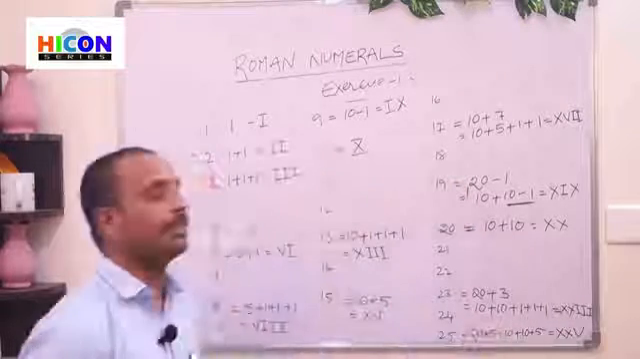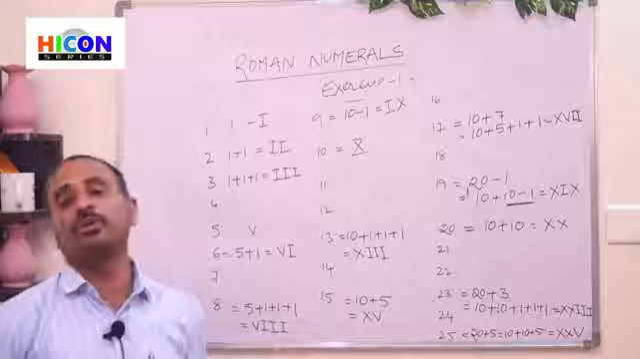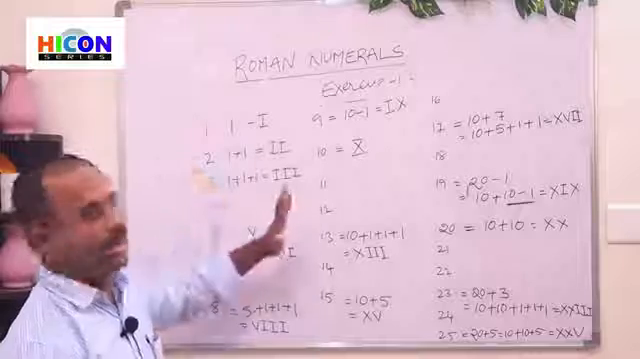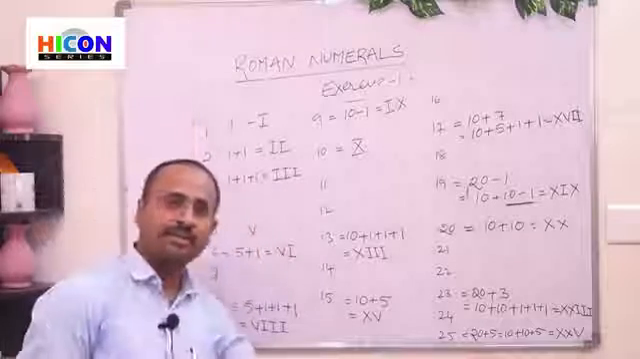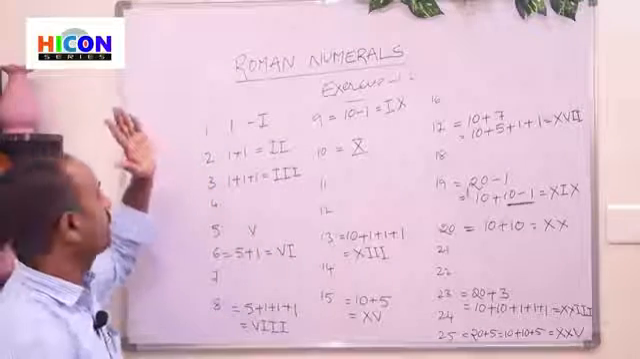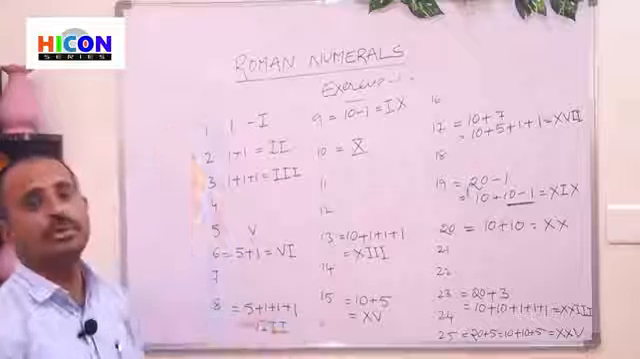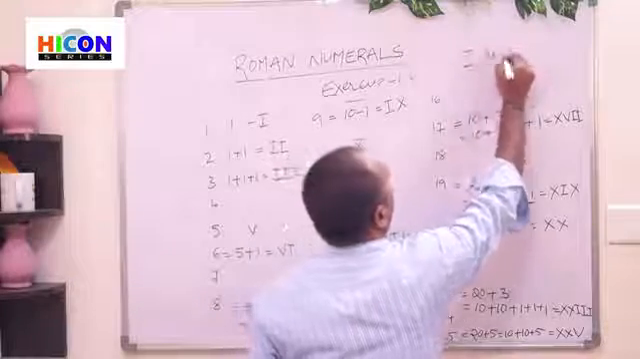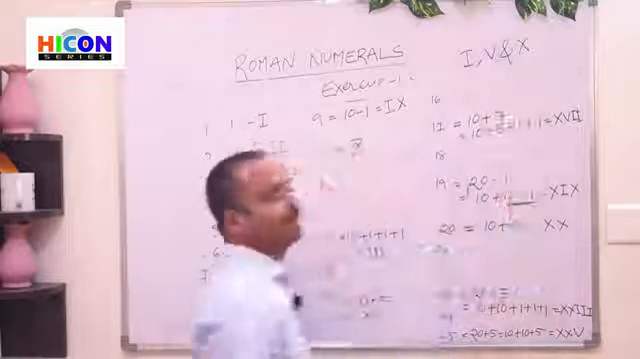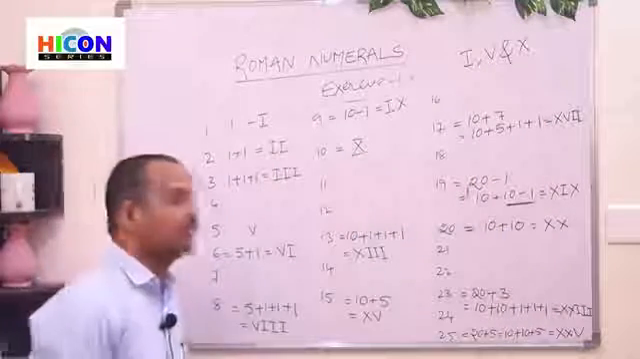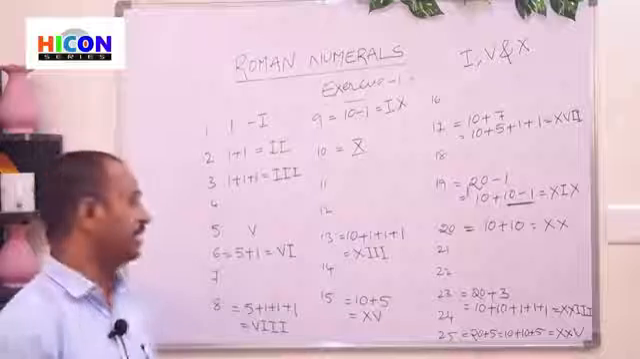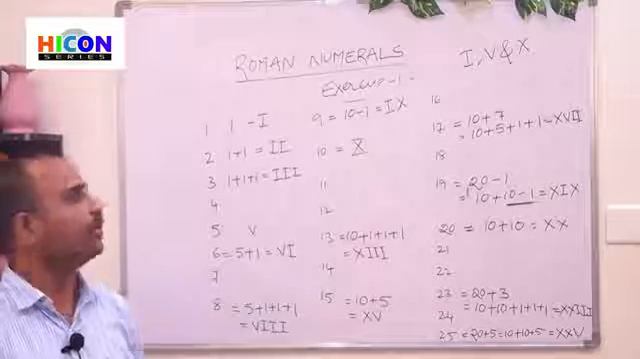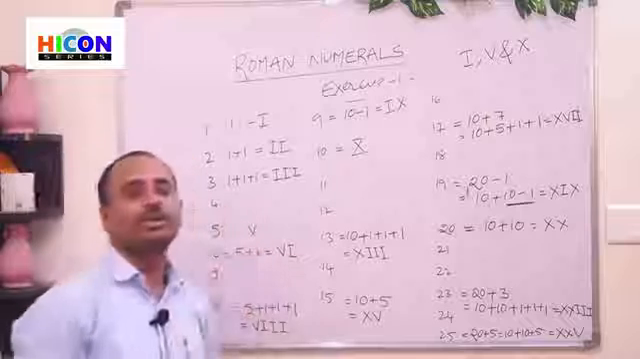So children, practice in this way up to 39 in your notebook. Make a table in your notebook and write the numbers from 1 to 39 and write the Roman numerals for the numbers 1 to 39 just by using 3 symbols, that is I, V and X. We can write the Roman numerals up to 39 just by using the 3 symbols I, V and X. So practice this table in your notebook.